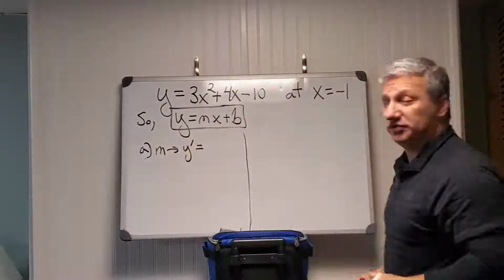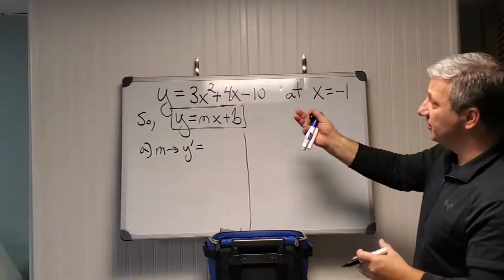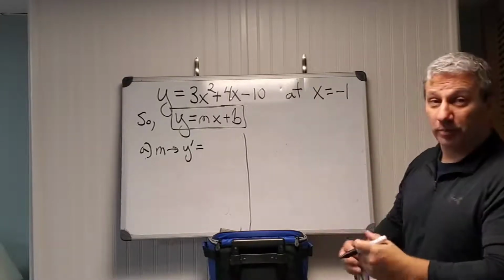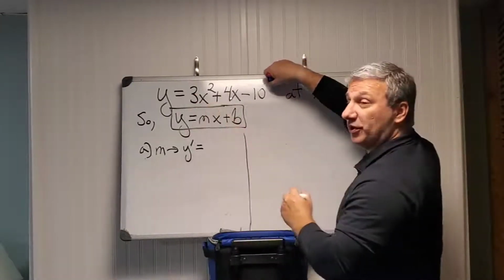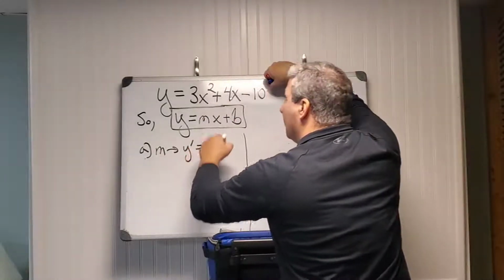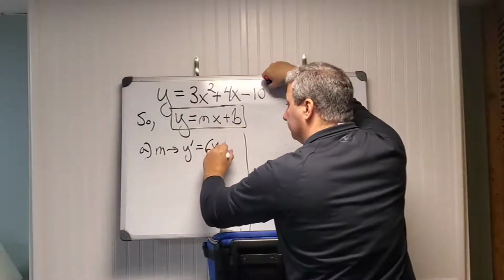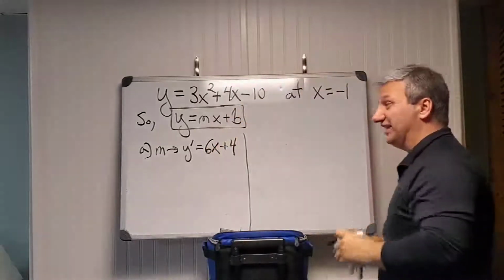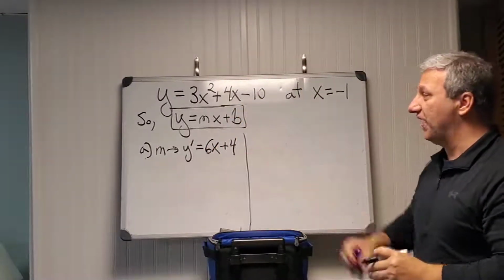To find the slope, m, step A, I'm going to take the derivative. Well, the good news, you have your derivative rules now. This is a pretty nice, simple one, just all good old power rules. Derivative of 3x squared is 6x. The derivative of 4x is 4. And the derivative of 10 is 0. So there's our derivative at any point.